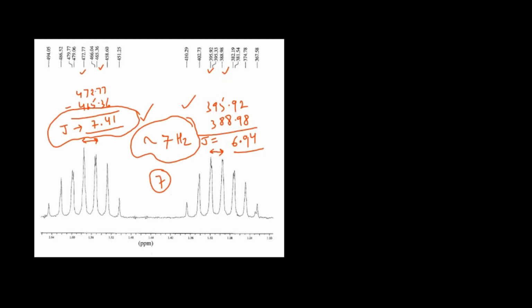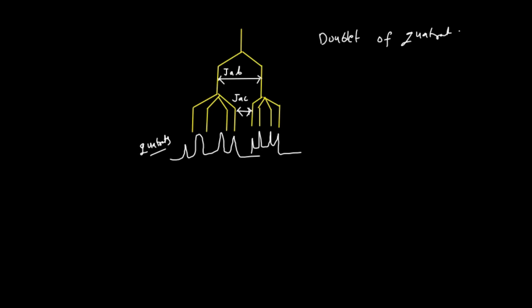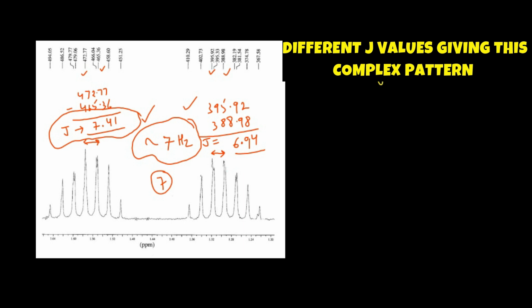But here you can see the number of peaks is quite large. 1, 2, 3, 4, 5, 6, 7, 8, 9, 10, 11, 12, 13, 14. Many peaks are there. You can see the complex splitting pattern. These lines we have calculated theoretically. So somehow we are very close to this particular pattern, but not exactly.